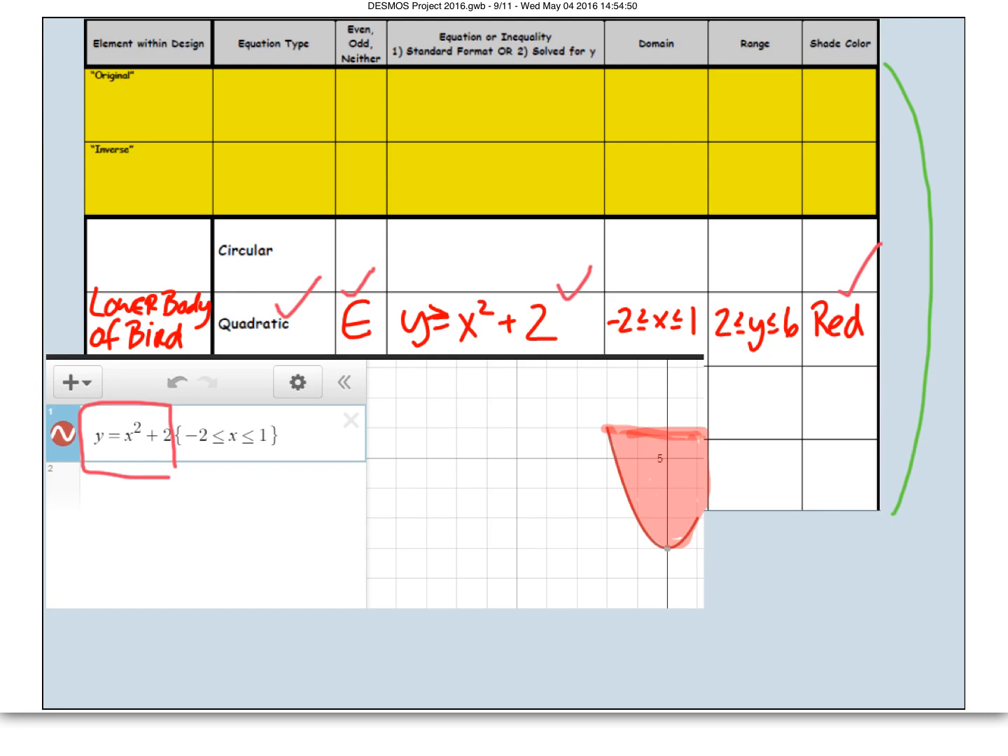The domain of this, to program Desmos to cut my graph off, all you're going to do is you need to find the curly brackets, and then you write an inequality statement. I wanted Desmos to keep it from the x's of -2 to 1, so I had my x's go between -2 and 1, and that is my actual domain. Now the range on this graph is the y's. My range goes from 2 up to 6, so I said y was between 2 and 6.